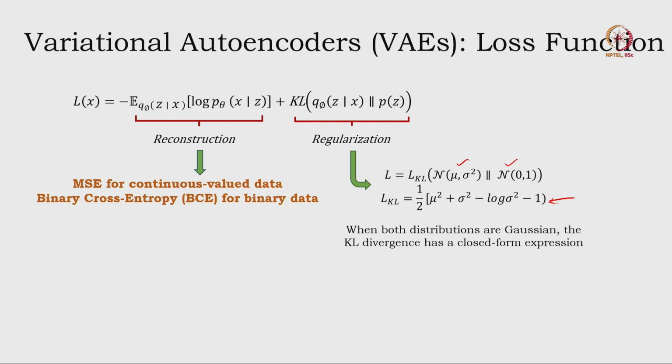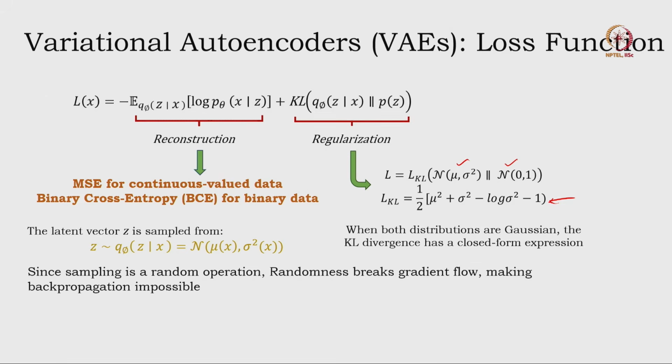When you look into the entire loss function, we have Z somewhere. Z is sampled from this particular distribution. What is the sampling here? We are randomly picking one value from this distribution with the parameters mean and variance. When Z is randomly sampled, there is a random operation involved. Since sampling is a random operation, randomness breaks the gradient flow. If there is no gradient flow, then how do we compute backpropagation? How do we update the parameters? Therefore, it makes backpropagation impossible.